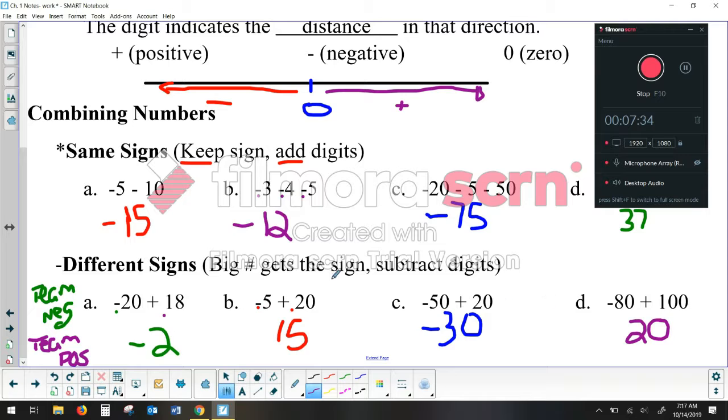Okay, and really what you're doing otherwise, you can look at it as teams or you can look at it as your big number, you keep that sign, and you subtract. Either way is gonna work. That's fine.